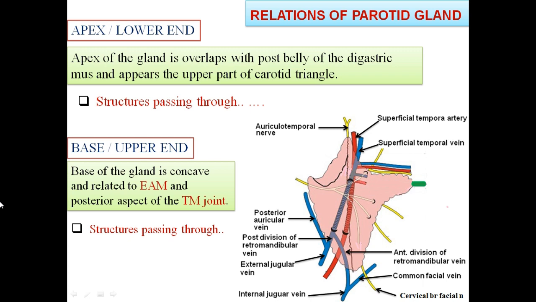Relations of the apex and base. The apex is downwards. It's related to the posterior belly of the digastric muscle and the upper part of the carotid triangle. The base is directed upwards. It's concave in nature. It's related to the auriculotemporal nerve and superficial temporal vessels. The base is closely associated with the external acoustic meatus and temporomandibular joint.